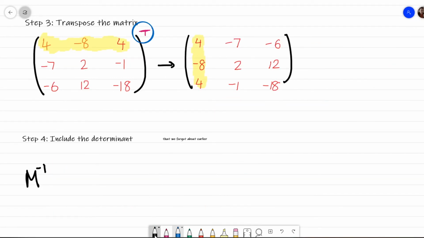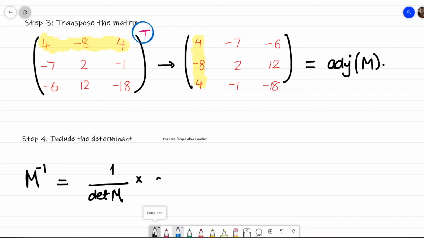Okay, so before we properly move on to step 4, just to give you the terminology, this matrix is known as the adjugate matrix. So going back to the original expression for the inverse, the formula was 1 over the determinant times the adjugate matrix. The adjugate is what we've got here. So the matrix part of the calculation is done.